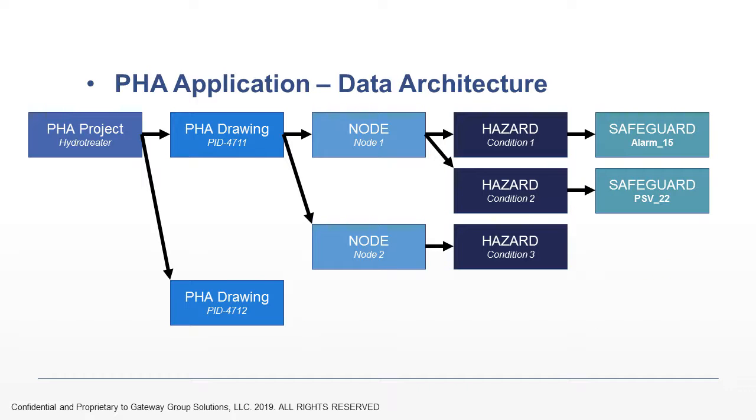Each hazard may be addressed by one or more safeguards, but a given safeguard can address several hazards, so there can be a many-to-many relationship between the safeguards and the hazards.